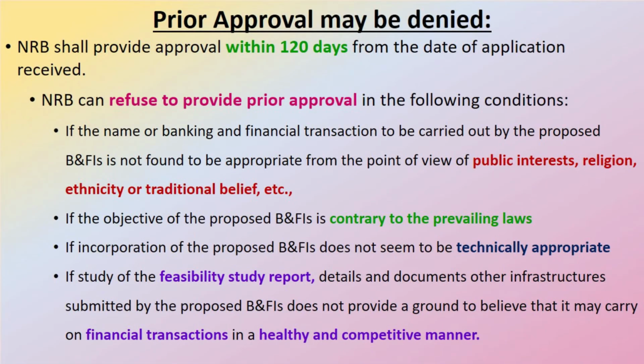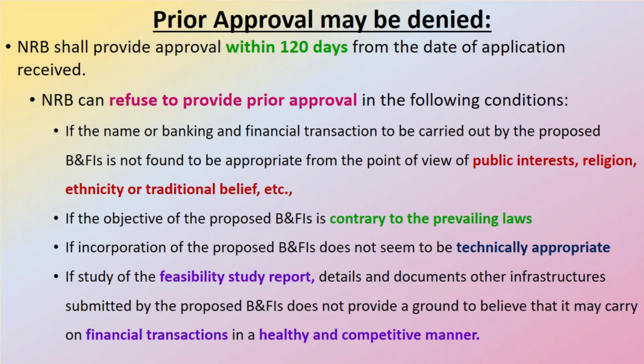Now, let's discuss when the prior approval may be denied. NRB shall provide approval within 120 days from the date of application received. NRB can refuse to provide prior approval in the following conditions: if the name or the banking and financial transactions to be carried out by the proposed bank and financial institution are not found to be appropriate from the point of view of public interest, religion, ethnicity, or traditional beliefs, etc. If the objective of the proposed bank and financial institution is contrary to the prevailing laws. If the incorporation of the proposed bank and financial institution does not seem to be technically appropriate.